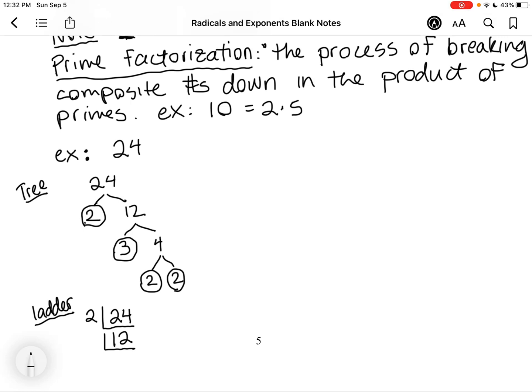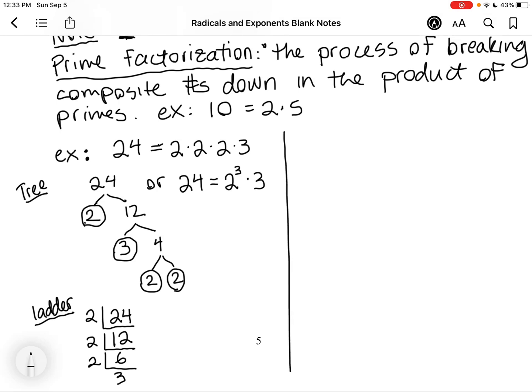Okay, so 12 can also be divided by 2, and 12 divided by 2 is 6. And then 6 can also be divided by 2. 6 divided by 2 is 3. And then I stop because the 3 at the bottom is prime. Okay, so 24 is equal to 2 times 2 times 2 times 3. Or you can also write the repeated primes in exponential form. So it's equal to 2 cubed times 3. Okay. All right, let's try one more and then we'll end for today.